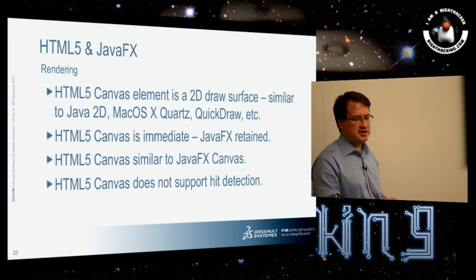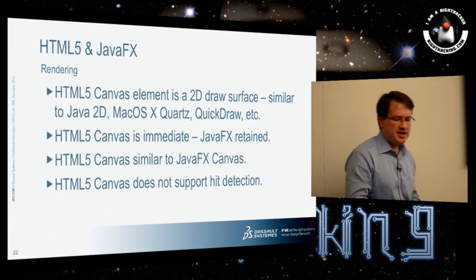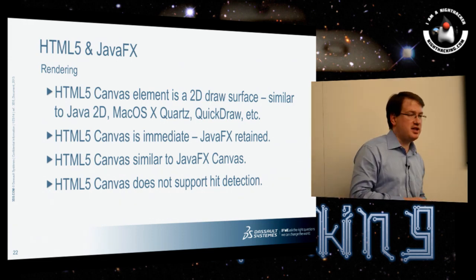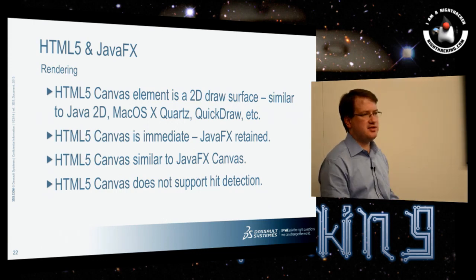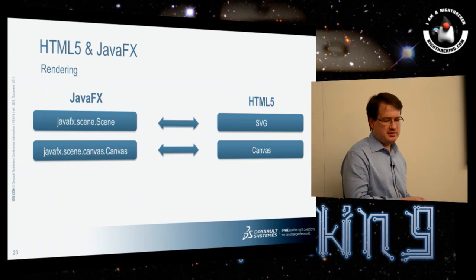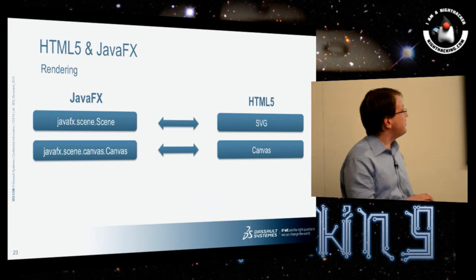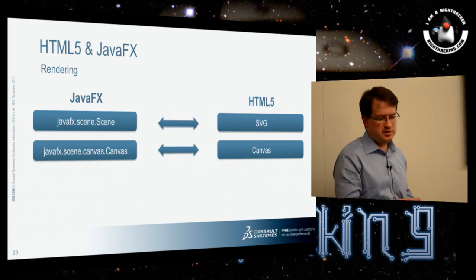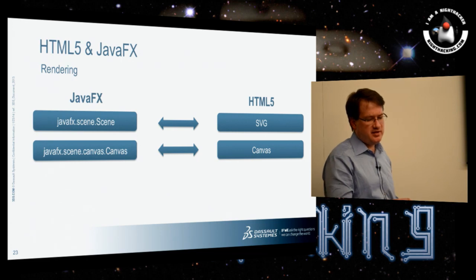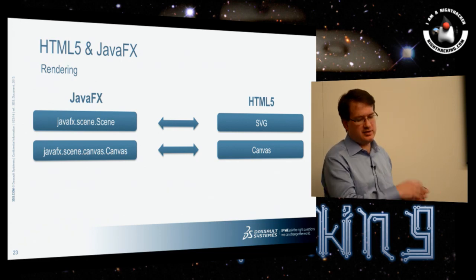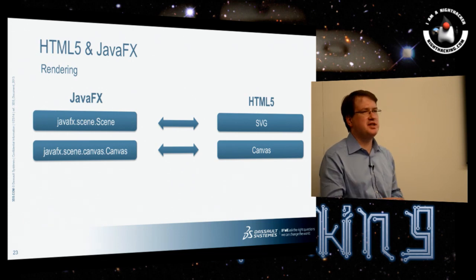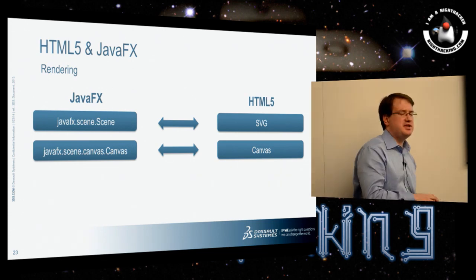HTML5 canvas is similar to the JavaFX canvas, so for functionality, there is an immediate mode canvas in JavaFX. HTML5 canvas does not support hit detection, so if you're trying to use that for drawing things, you're going to have to handle the hit detection yourself. In terms of lining up rendering, in JavaFX the scene graph is roughly equivalent to the HTML5 SVG support, and the JavaFX canvas, which is the immediate mode one, is equivalent to the HTML5 canvas element. So that's how they line up technically in terms of the features.